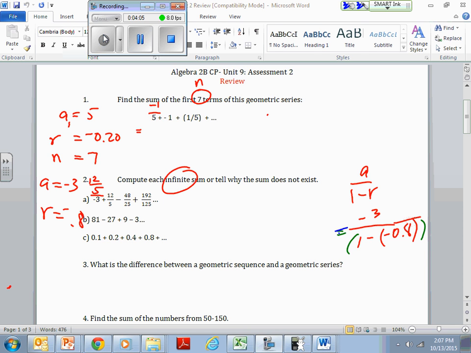Let's see. You said the final answer on this one is a. Say it again. -1.6. I'll put a bar. Note: if the absolute value of R is greater than 1, then no solution, no answer.